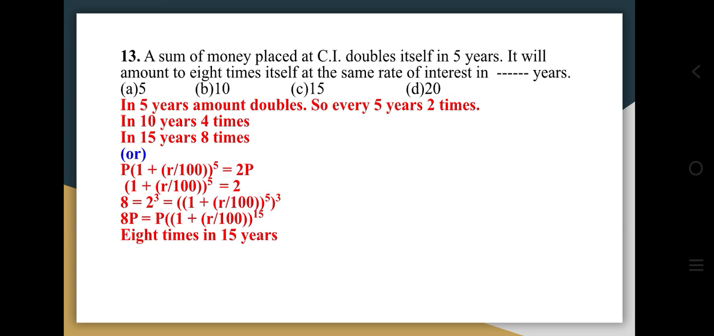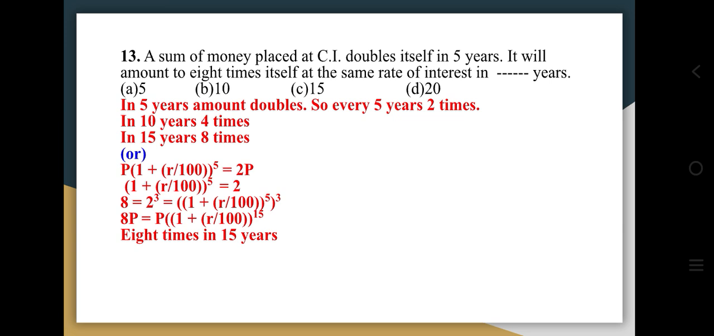A sum of money placed at compound interest doubles itself in 5 years. It will amount to 8 times itself at the same rate of interest in how many years? So the amount doubles in 5 years. We have to find the number of years in which the amount becomes 8 times the principal amount. The answer choices given are 5, 10, 15, 20. So in 5 years the amount only doubles, so 5 is not the correct answer.